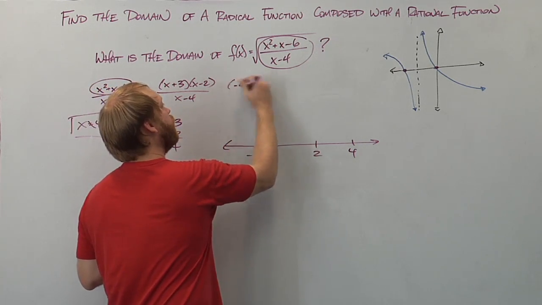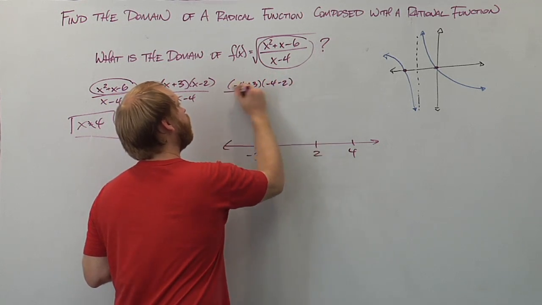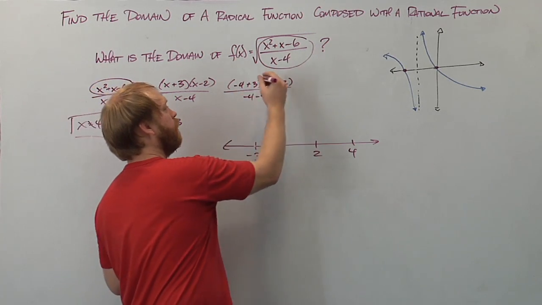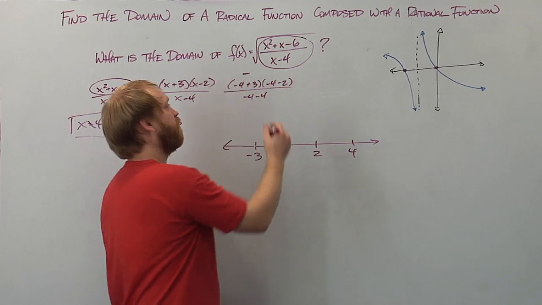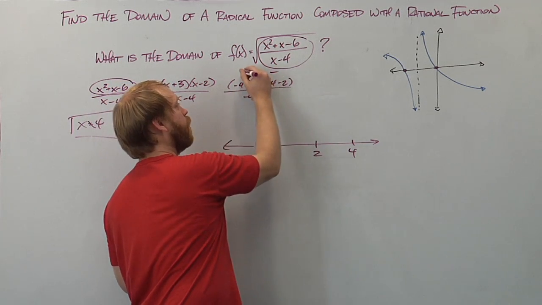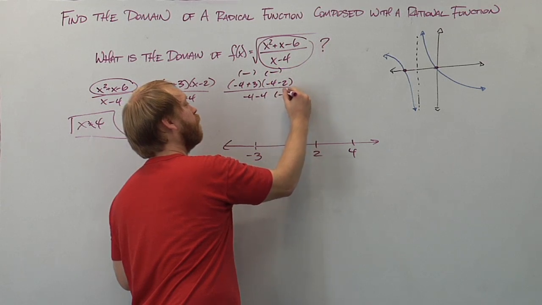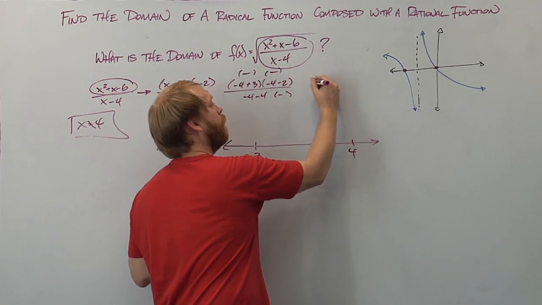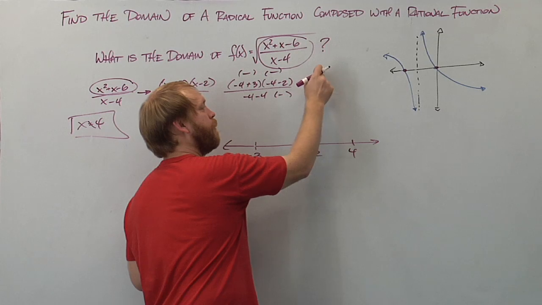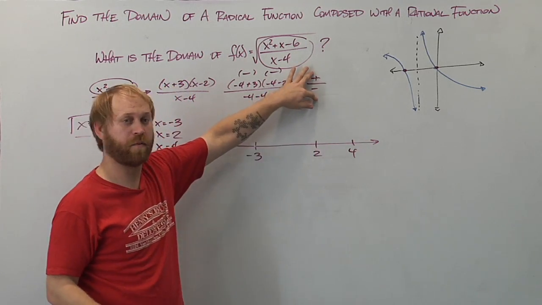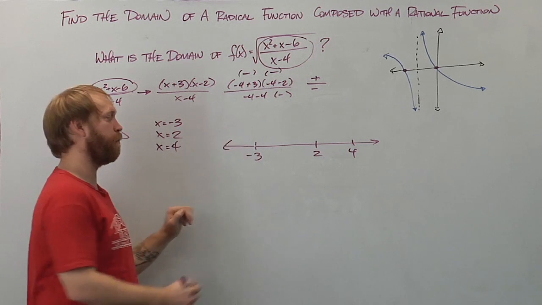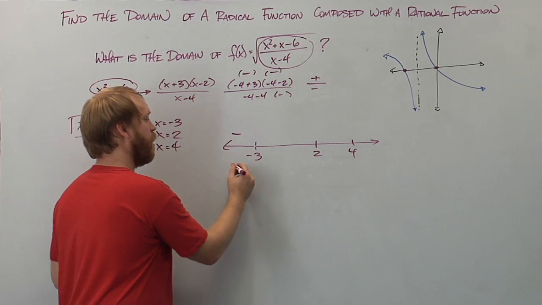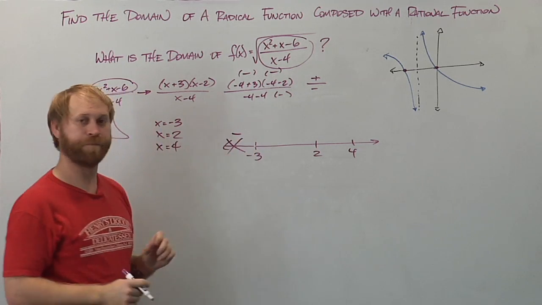Negative 4 plus 3 times negative 4 minus 2, over negative 4 minus 4. Negative 4 plus 3 is negative. Negative 4 minus 2 is negative. And negative 4 minus 4 is also negative. A negative times a negative will be a positive. And then this is negative. And a positive divided by a negative will be a negative. So if I'm on the left side of negative 3, this rational expression will be negative. And so I know that this cannot be a part of the domain.